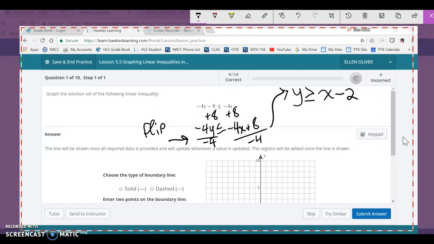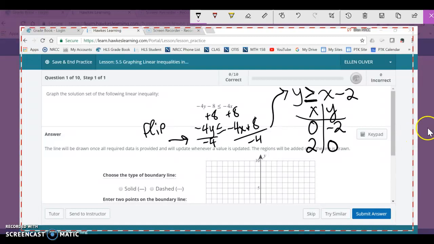Now for this, I know that I have a solid line because of this equal sign here. It can be greater than or equal to that line. So it's a solid line, the graph includes the line. And then I need to come up with 2 points. So I use my t-chart. Always plug in x equals 0. If x is 0, y is negative 2. And let's just plug in 2 for x. 2 minus 2 is 0. So my points are going to be (0, -2) and (2, 0).